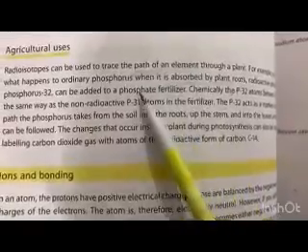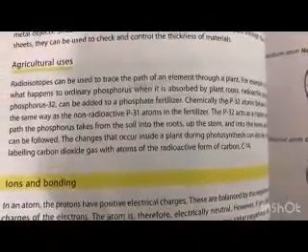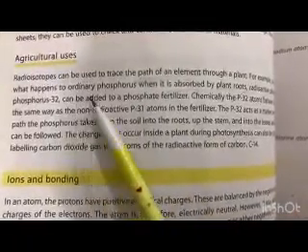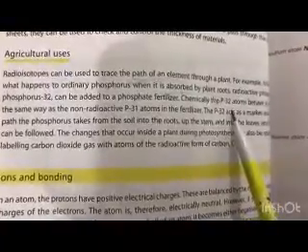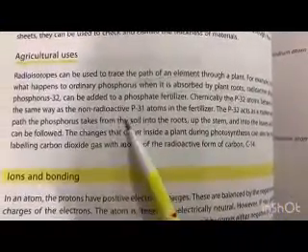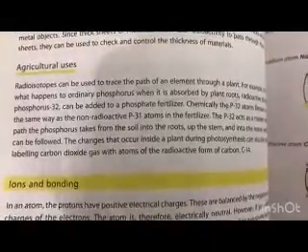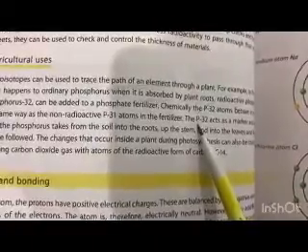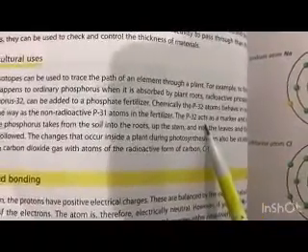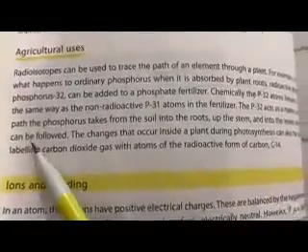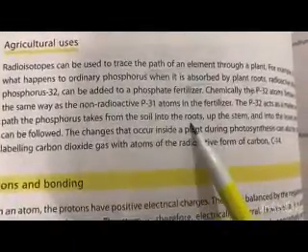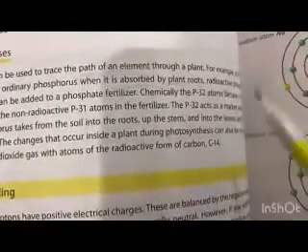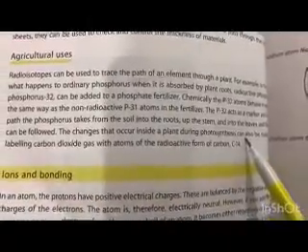in the fertilizer. So basically, earlier we were using P31 in phosphate fertilizers and then we added radioactive phosphorus-32. So what it does is that it behaves exactly the same way as the non-radioactive P31 atoms do in the fertilizers. The P32 acts as a marker, and so the path the phosphorus takes from the soil into the roots, up the stems and to the leaves and flowers can be followed.